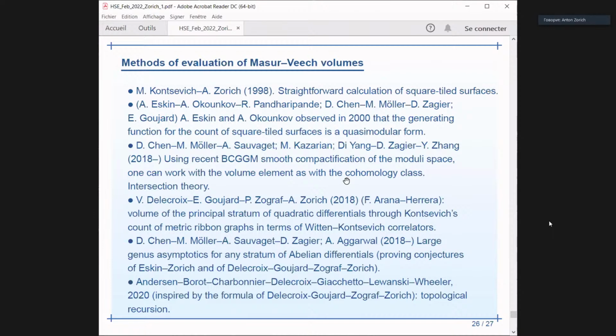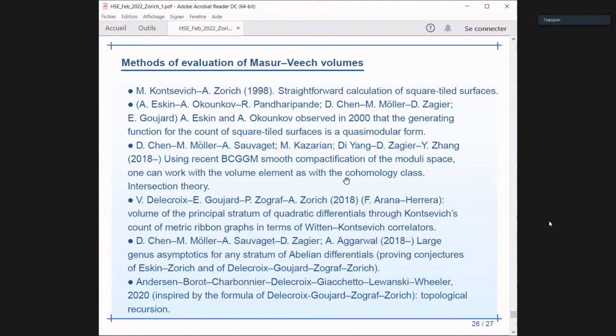And finally, Eskin and Okounkov found an alternative approach through representations of the symmetric group. And it was really efficient. Well, at least relatively efficient. Then for a long time there was not much progress. And then recently, Dawei Chen, Martin Möller, Adrien Sauvaget, and also with some involvement of Maxim Kazarian, Don Zagier.